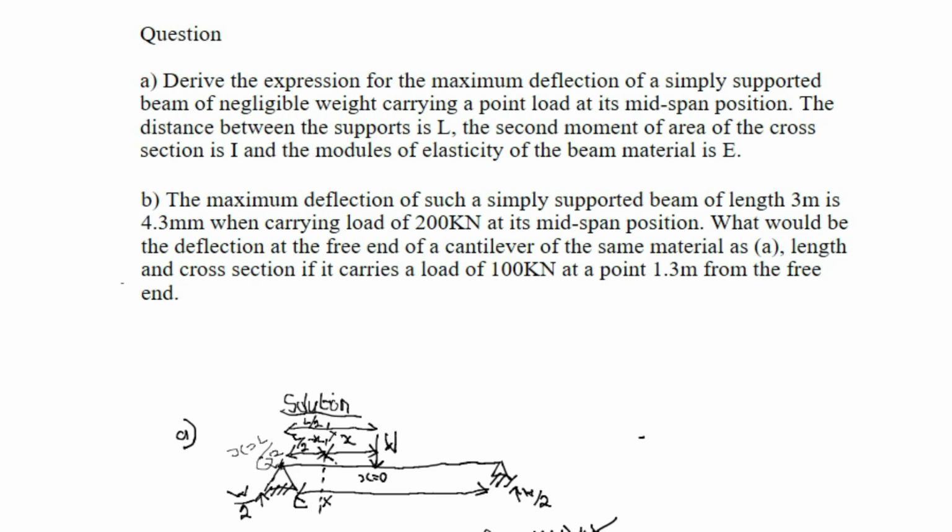So to continue the question, we are going to solve the second part, which says the maximum deflection of such a simply supported beam of length 3 meters is 4.3 millimeters when carrying a load of 200 kilonewtons at its midspan position. What would be the deflection at the free end of a cantilever of the same material as A, length and cross-section, if it carries a load of 100 kilonewtons at a point 1.3 meters from the free end? Okay, we are going to proceed.